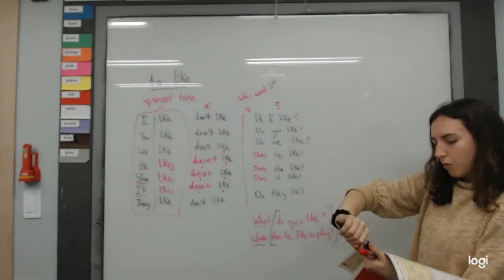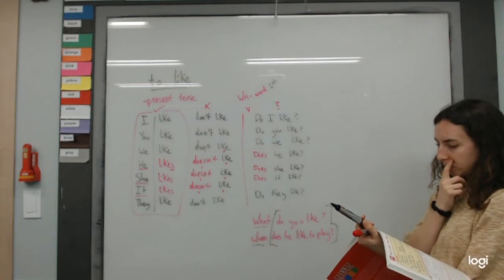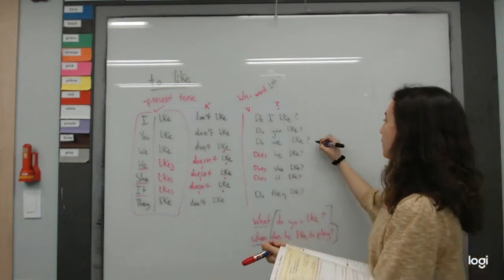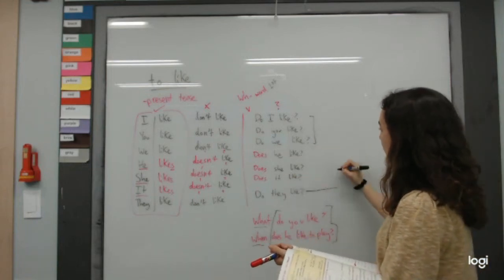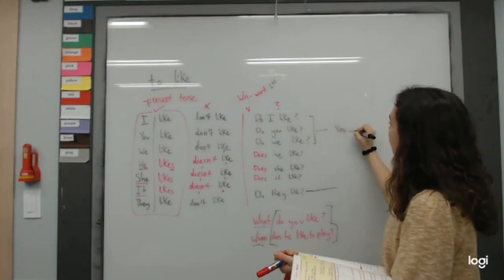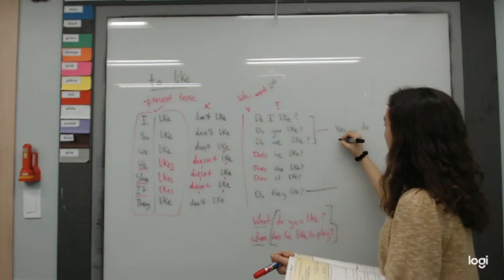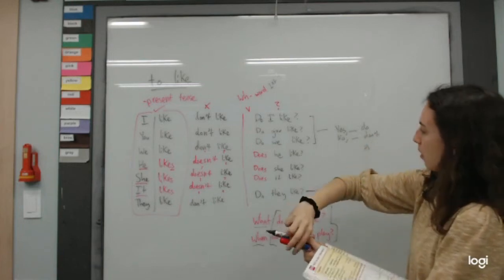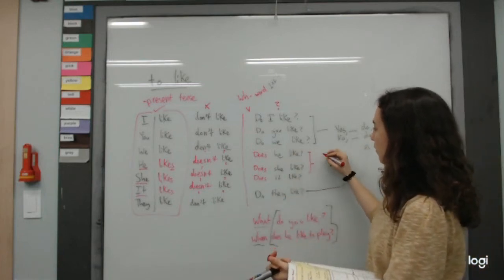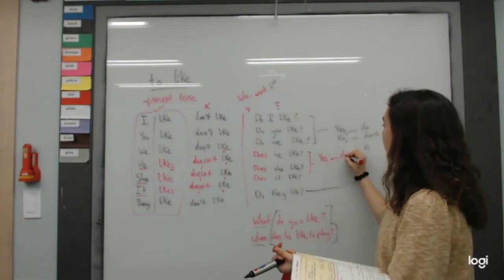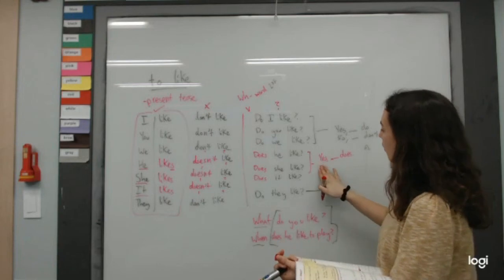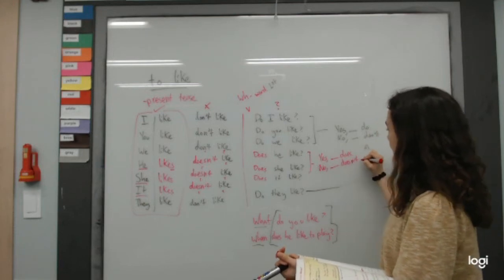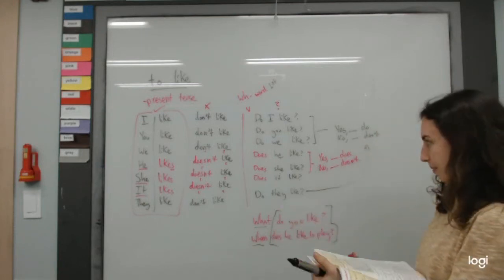Today, we are going to talk about one more thing. Oh, let's also talk about answers. So for all of these, when we answer, we can say yes, do, or no, don't. This one too, we can say this. But for he, she, it, we have to say something different. We can say yes, he does, or no, doesn't. Okay, so understanding so far?